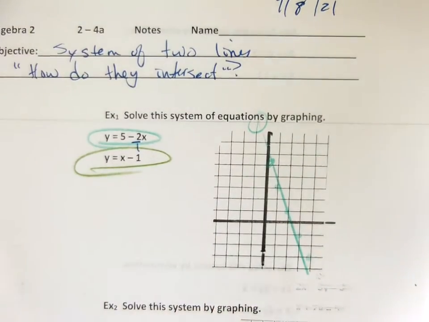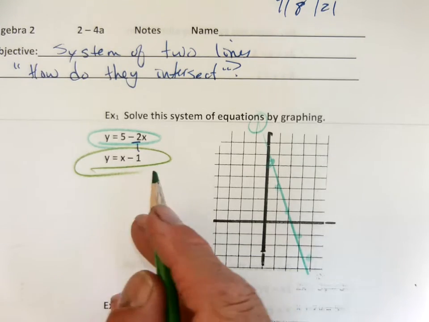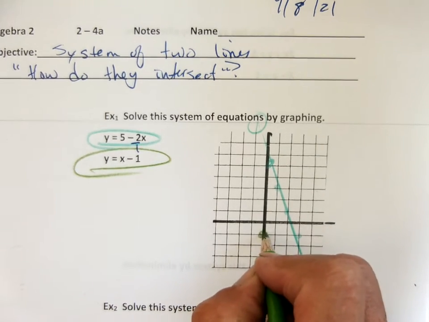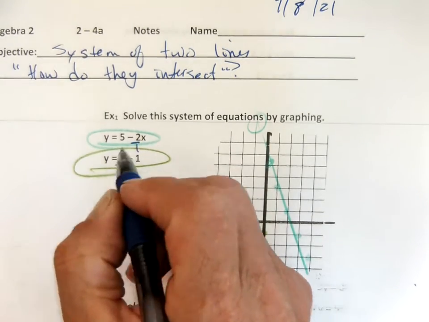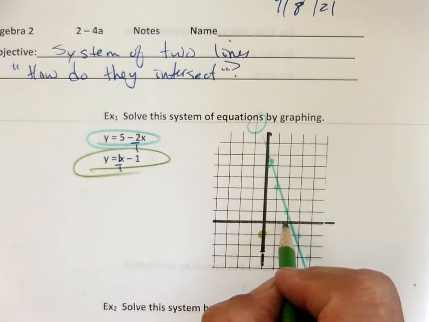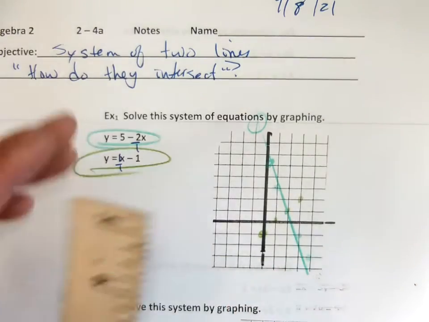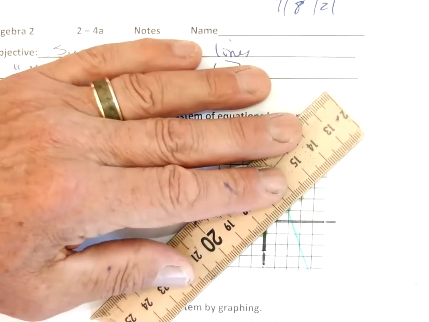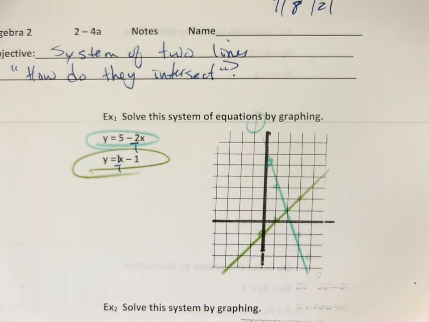My second line has a y-intercept at -1 and has an invisible slope of 1 over 1. So I'll go up 1 over 1, up 1 over 1, up 1 over 1. That right there. So the solution is the point, not the graph. The solution is the point. I'm going to write that down.